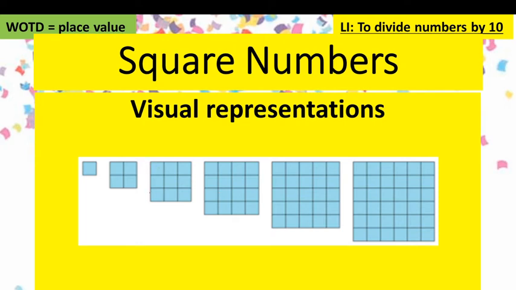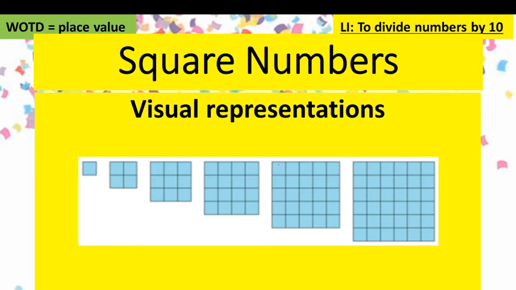The third square number is 3 times 3. So we've got 1, 2, 3, 4, 5, 6, 7, 8, 9. So it's a square number. As you can see, it makes a square shape. This is the fourth square number. You're seeing the pattern now. So we've got 4 times 4. And if you count those squares, you'll see that there's 16. So 16 is the fourth square number.